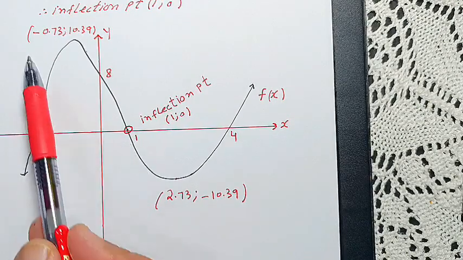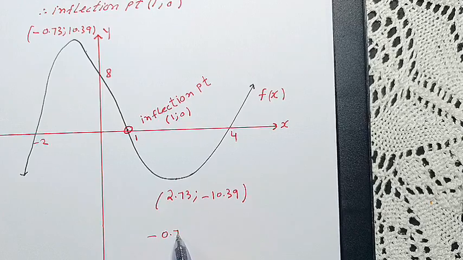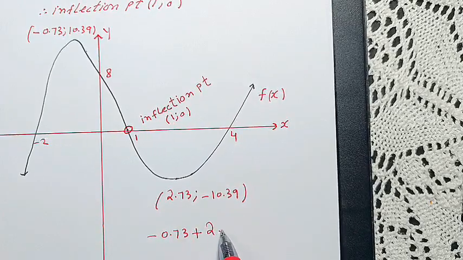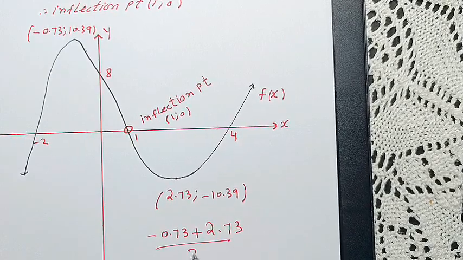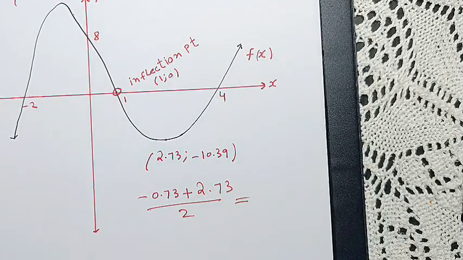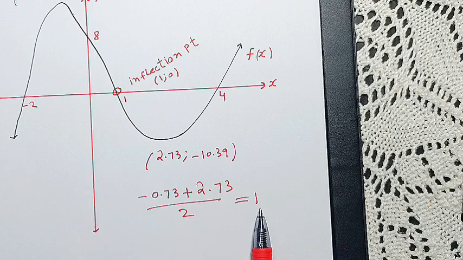So the x value negative 0.73 plus this x value 2.73, divided by 2, we're taking the midpoint of these two turning points. The answer is 1. You can see the x value is 1. And the y value, if you need to find it, you again substitute x equal to 1 into the original function, then you will find the y value.